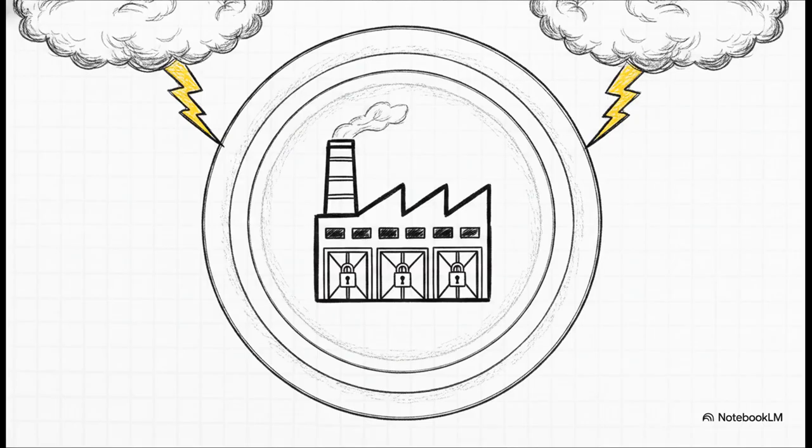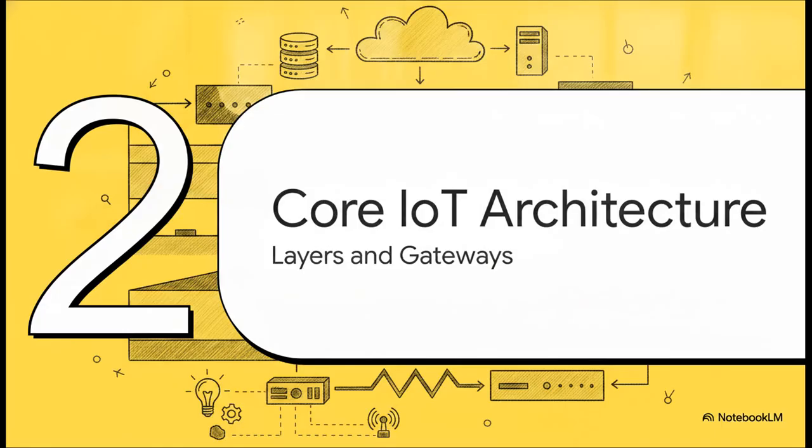And because the stakes are phenomenally high, security takes on a whole new meaning. A hacked home camera is an awful privacy violation, for sure. But a cyber attack on critical infrastructure, that can cripple supply chains and cause real physical harm. Because of this, IoT deployments rely on intense layers of protection. We're talking strict network segmentation, secure device authentication, and role-based access to make sure one compromised sensor doesn't bring down an entire factory floor.